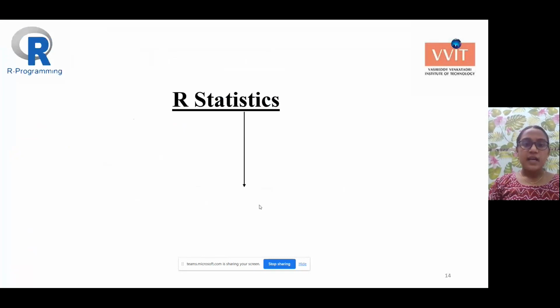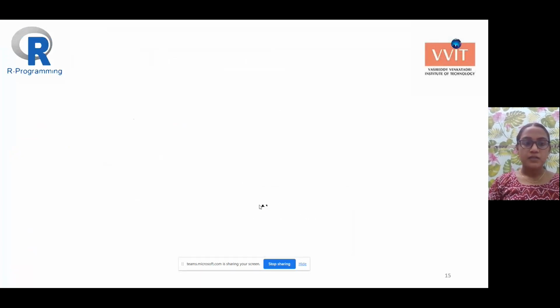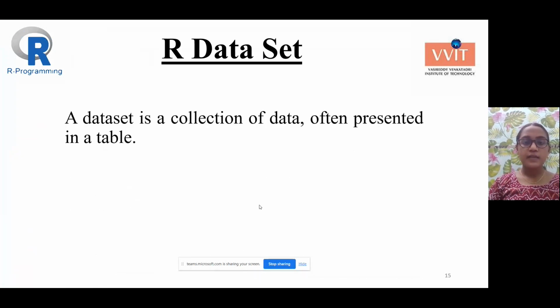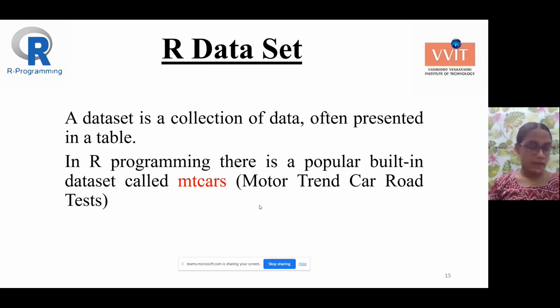Now R statistics. R statistics is a science of analyzing, reviewing and concluding the data. R dataset. The default dataset provided by our programming language is mtcars. A dataset is a collection of data often presented in a table. In R programming, there is a popular inbuilt dataset called mtcars, which means Motor Trend Car Road Tests. Now let us see how to utilize it one by one.